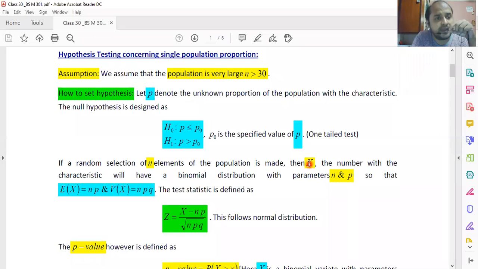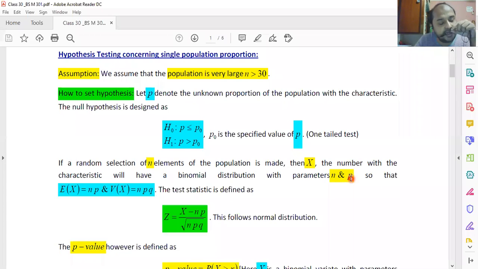So suppose I'm asking my subject, do you smoke? And out of 25 people, only 10 people responded with yes. Then that number 10 is my capital X. And small p is the probability with which I can get this success of getting 10 smokers out of 25 respondents. So this is my small p.